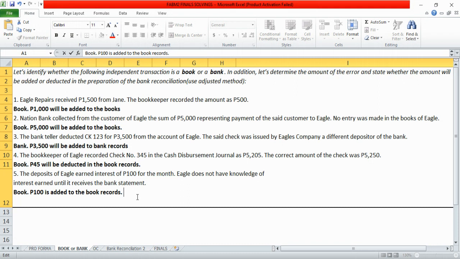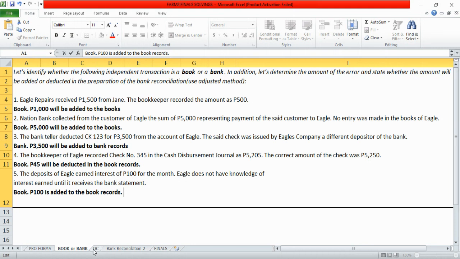This is a credit memo. Don't forget, if you add an amount to your book, that is called a credit memo. But when it comes to a deduction in the book, that is your debit memo. And in your bank, if that is added, that is your DIT, deposit in transit. And if it is a deduction, that is what we call the OC, or the outstanding check.